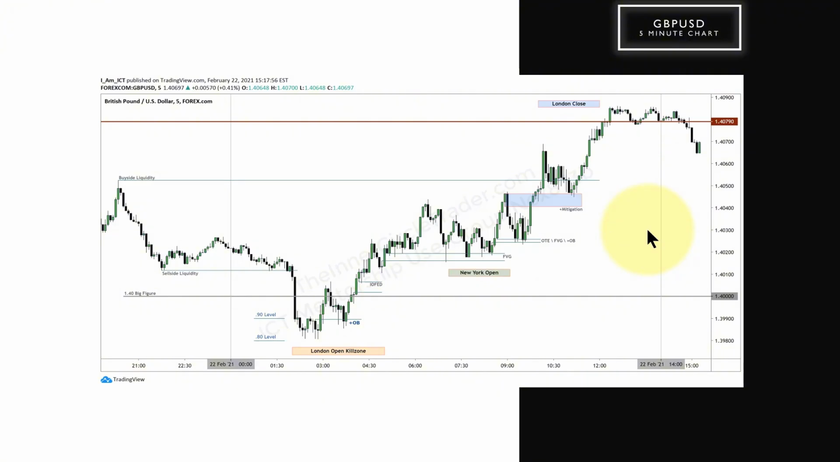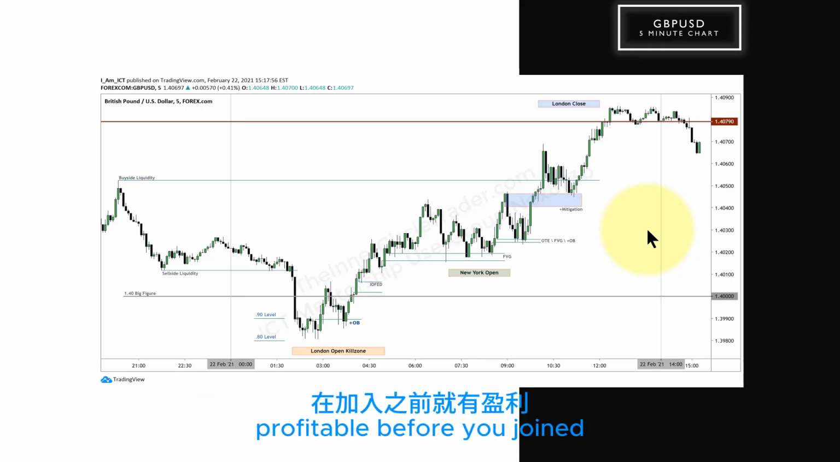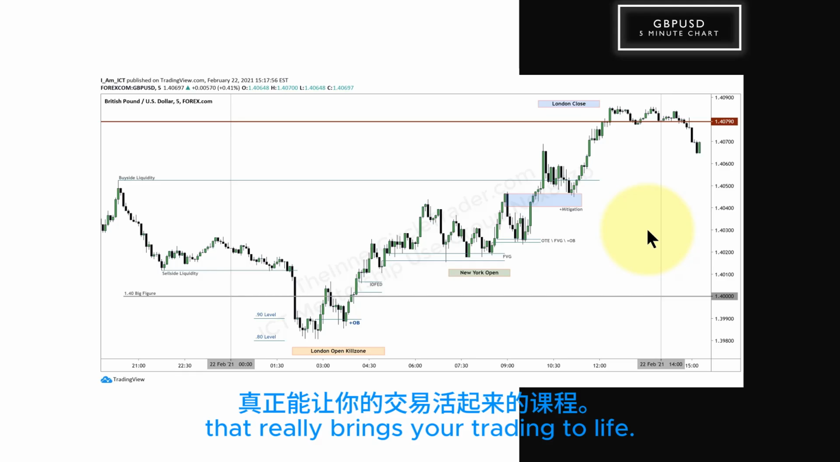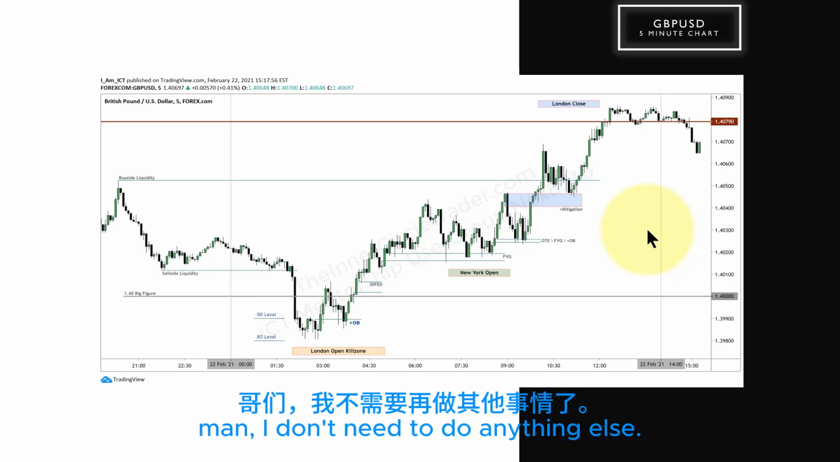Okay. Some of you will get to a point because you've been marginally profitable, or maybe you are profitable before you joined in this last group here. And you're going to get to a lesson that really brings your trading to life. And you're going to feel like, man, I don't need to do anything else.